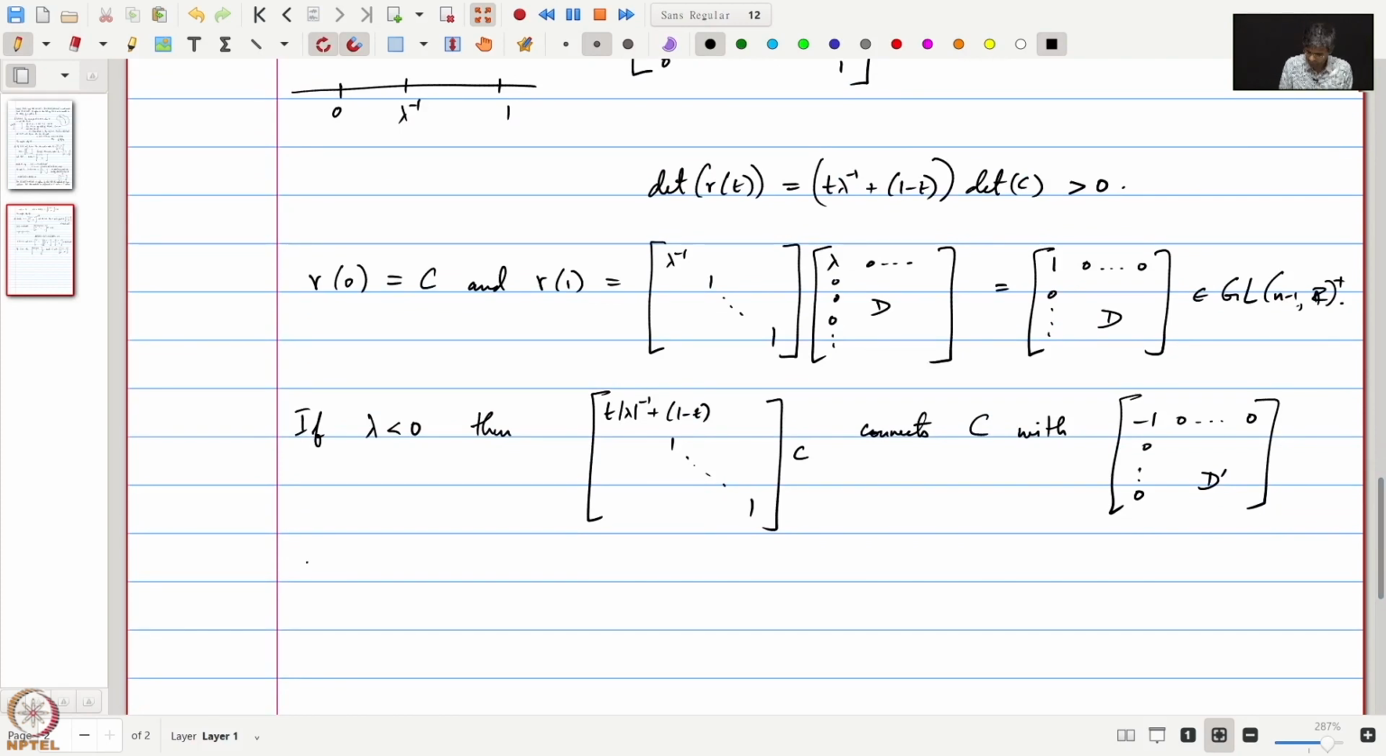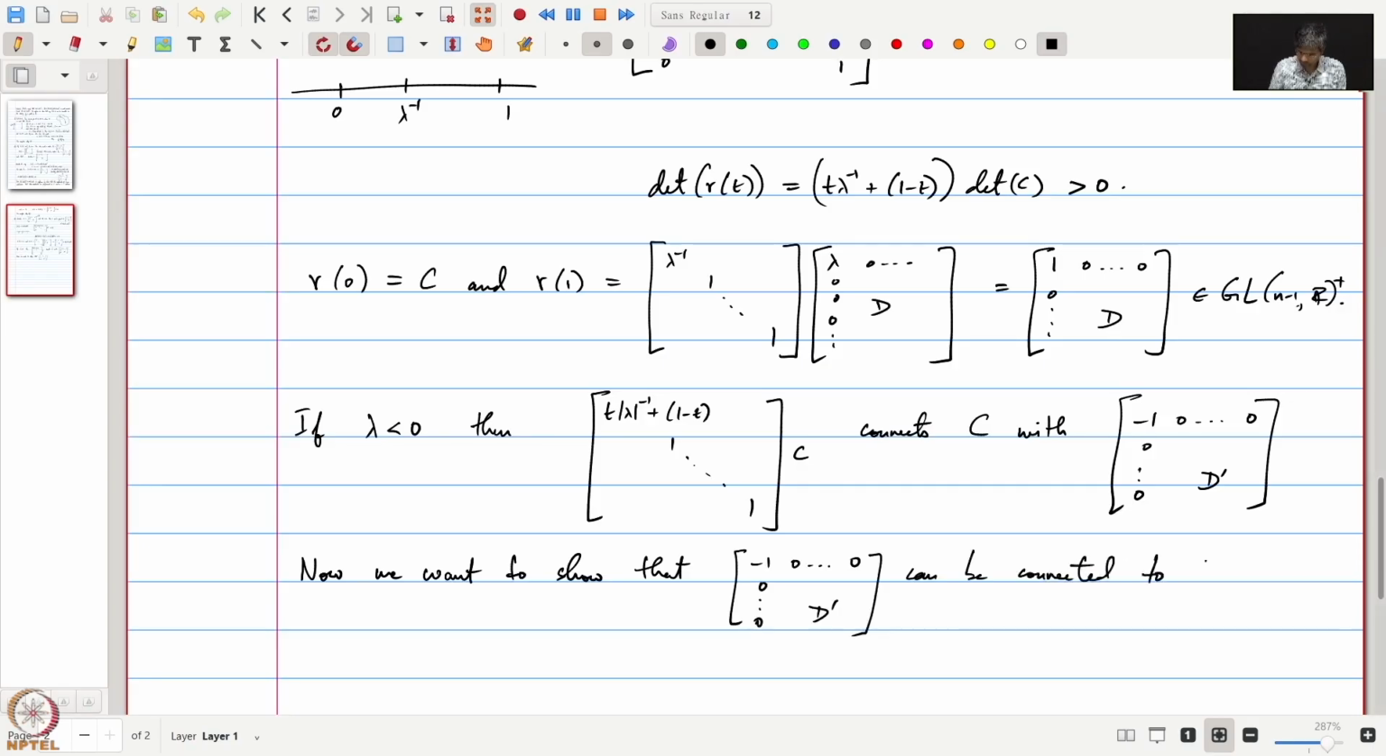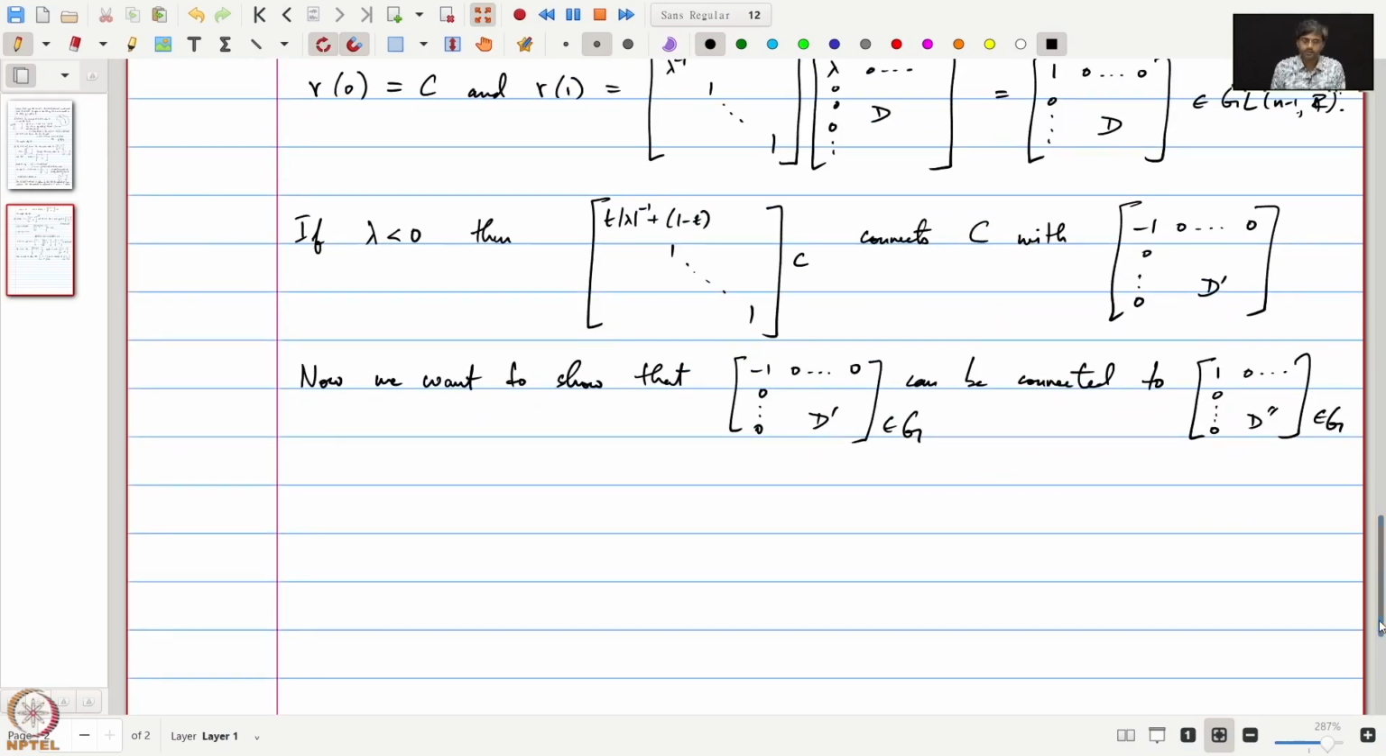So now we want to show that this matrix D prime can be connected to a matrix of the form 1, D prime prime. So this is in G, and we want to connect this to something in G via a path in G. So for this, let us check that.